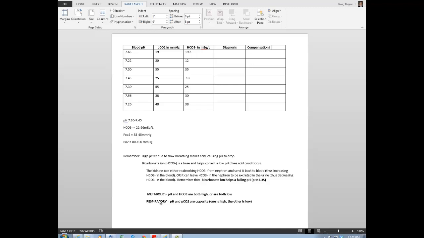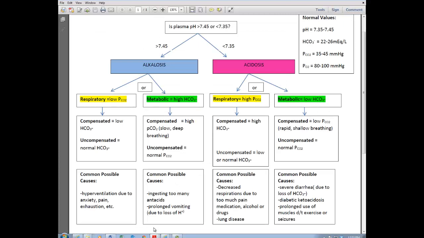So I recommend looking at this flow chart that I made. I took the information that we use to interpret arterial blood gases and created a flow chart starting at the top and working our way down. So we're always going to start by looking at the pH to determine, do we have an acidosis situation or an alkalosis situation. Anything greater than 7.45 is alkalosis. Anything less than 7.35 is acidosis.